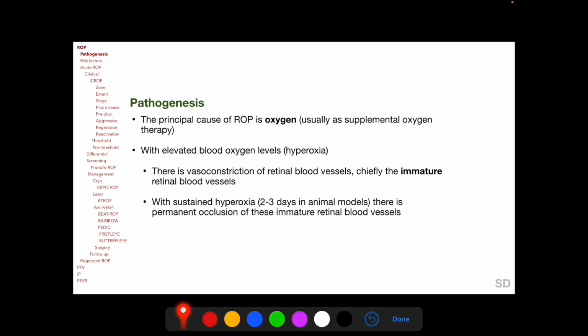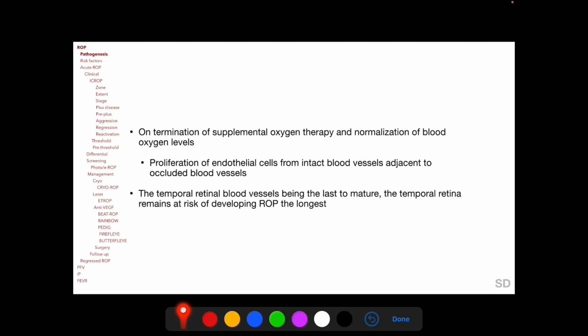The principal cause of retinopathy of prematurity is oxygen, usually as supplemental oxygen therapy immediately after birth. It has been observed that with elevated blood oxygen levels or hyperoxia, there is vasoconstriction of retinal blood vessels, chiefly the immature retinal blood vessels, and with sustained hyperoxia, there is permanent occlusion of these immature retinal blood vessels. Following termination of supplemental oxygen therapy and normalization of blood oxygen levels, proliferation of endothelial cells occurs from intact blood vessels adjacent to the occluded blood vessels.